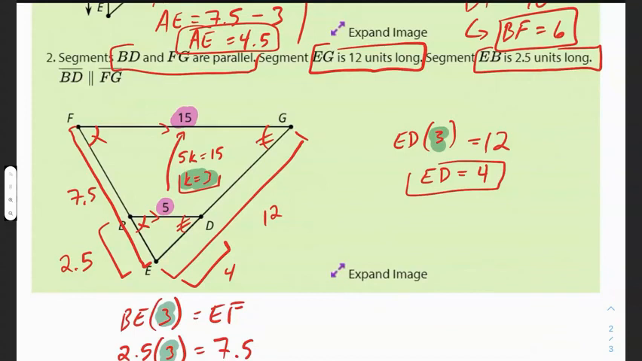Is there any other missing piece that I did not see here? I feel like I'm missing one. Let me double check. EG. Okay, I think we're good. ED and EF were the only ones. Oh, okay. All right. Nice. So notice how we can use the scale factors here to get our missing sides real quick. Okay, that's good.